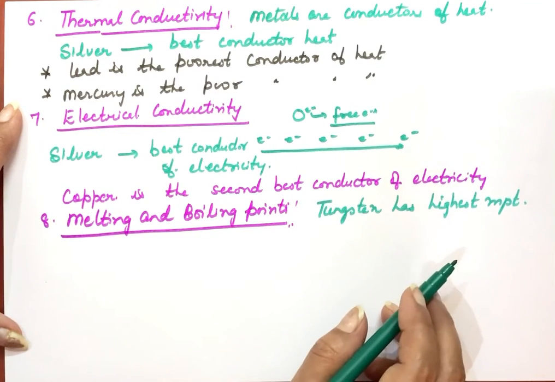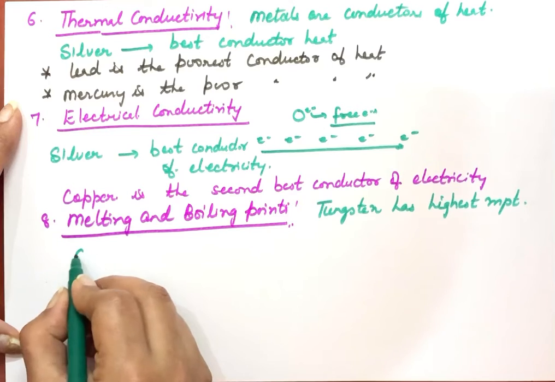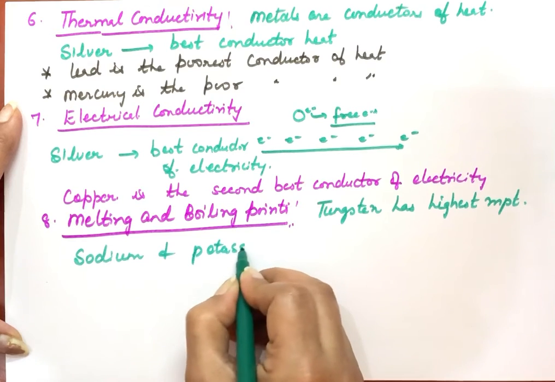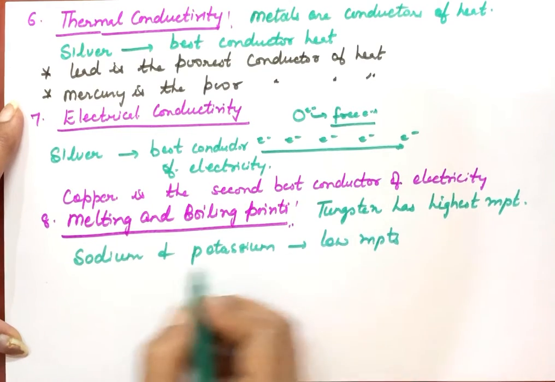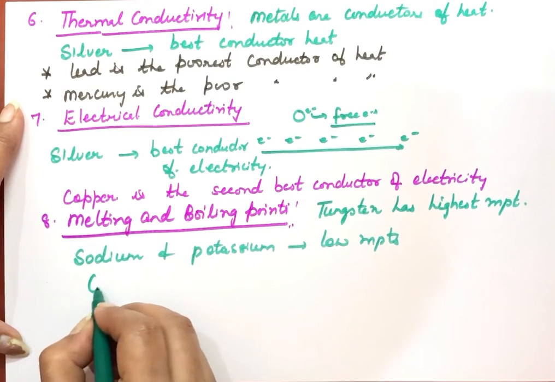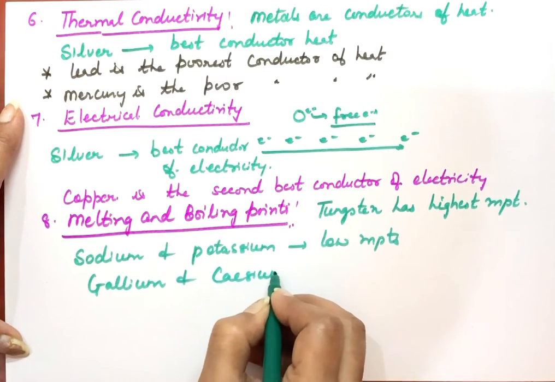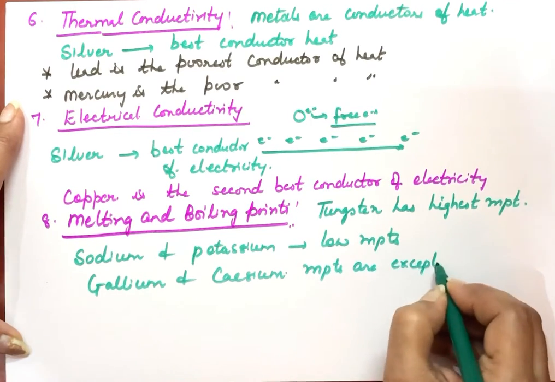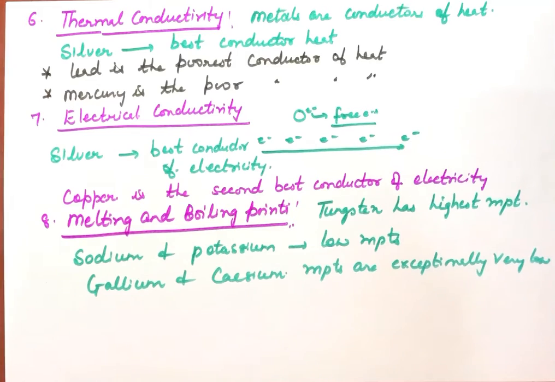So the highest melting point is of the tungsten metal, and then copper also has a high melting point. While if we take sodium and potassium metals, these have low melting points because these are soft metals, so the atoms are not packed closely. Similarly, if we take gallium and cesium, their melting points are exceptionally low. Exceptionally low melting points are of which metals? That is gallium and cesium.